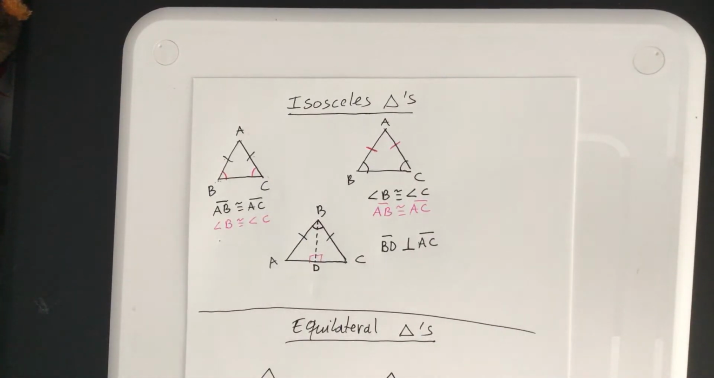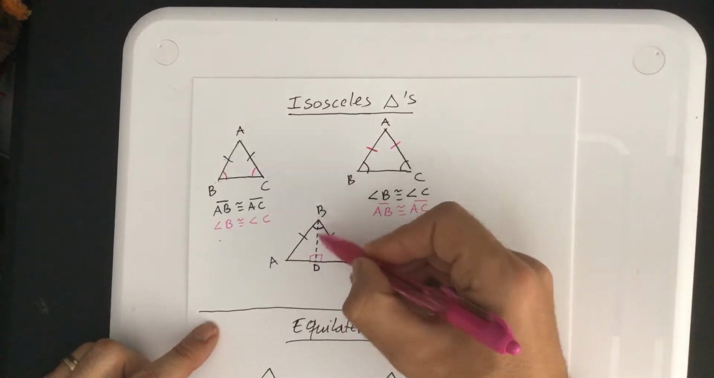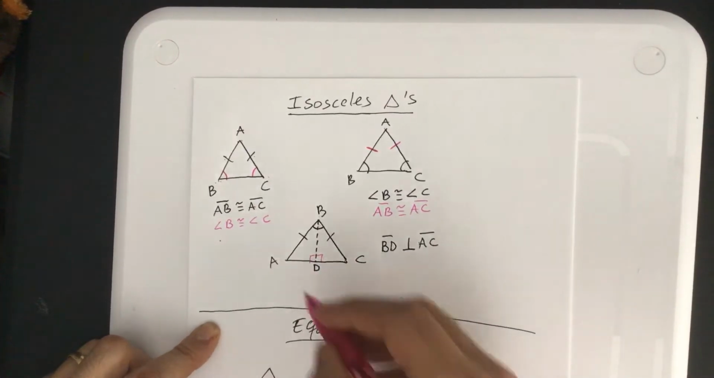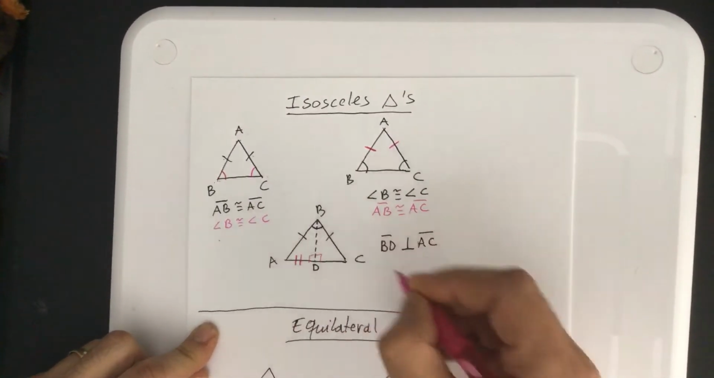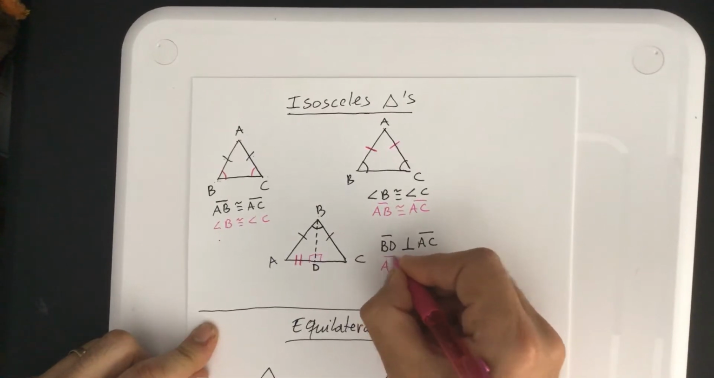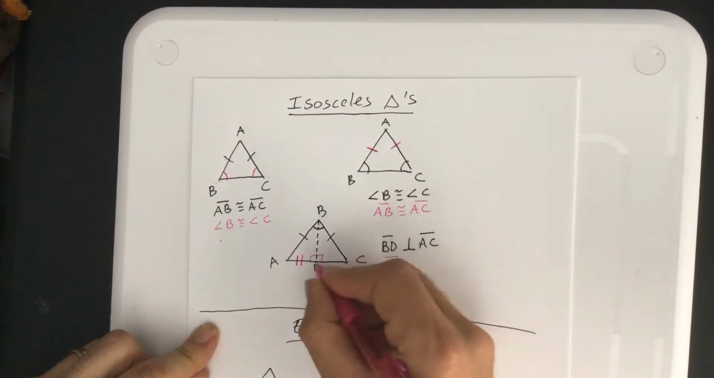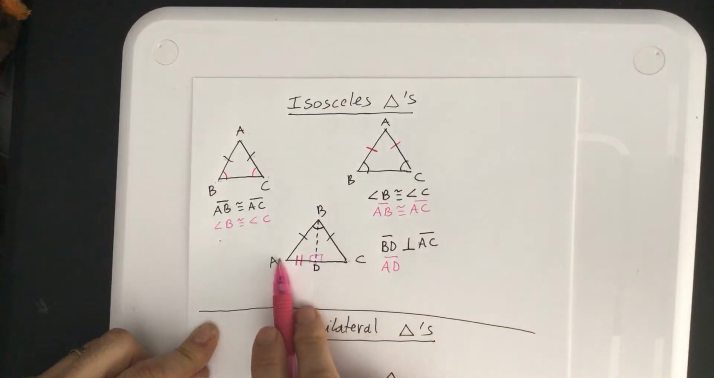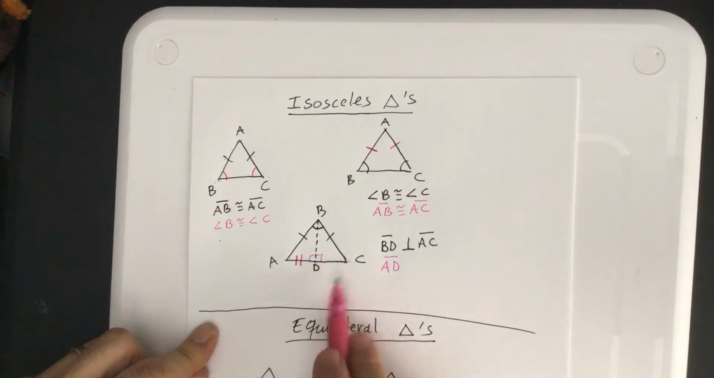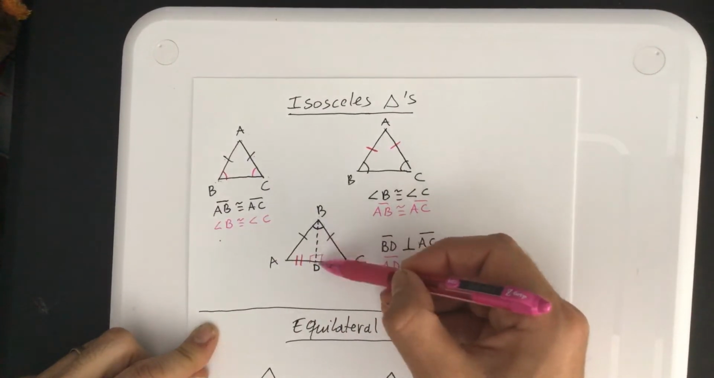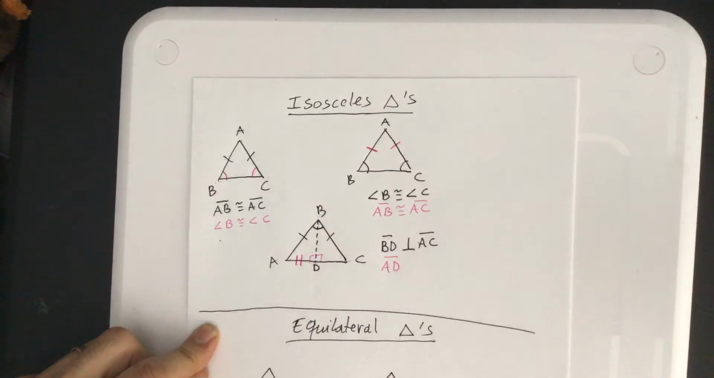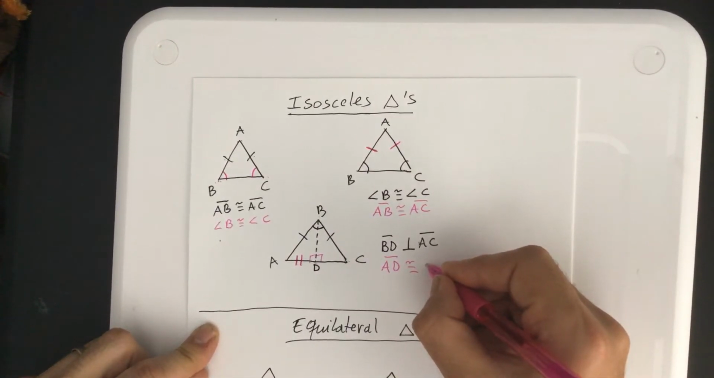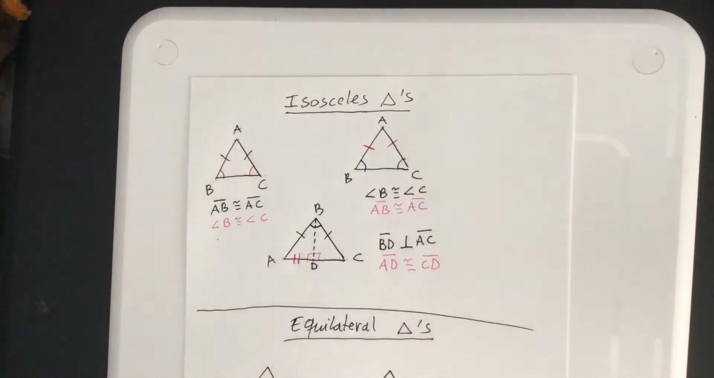And also, very important, if you're bisecting this angle, you're also bisecting this side. So in this case over here, AD is gonna be equal to DC. You're also bisecting the side. So you're bisecting the angle, you're bisecting the side AC right here, and you're creating perpendicular lines, 90 degrees and 90 degrees. So there's a lot of information there. So AD is going to be the same thing as CD. So a lot of information.